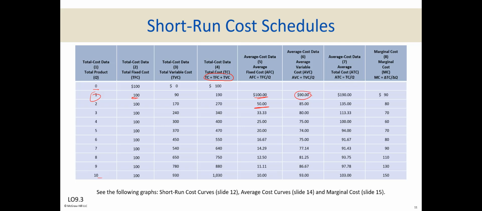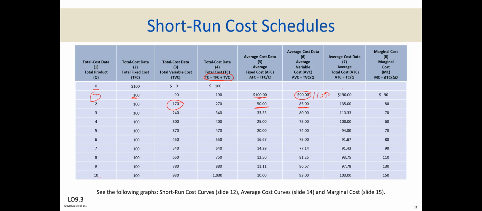And for average variable costs, the same idea. You take the variable cost and divide by the quantity produced. 90 divided by 1 is equal to 90. And here you are dividing the total variable cost by 2. Therefore, it's 170 divided by 2, it's 85.